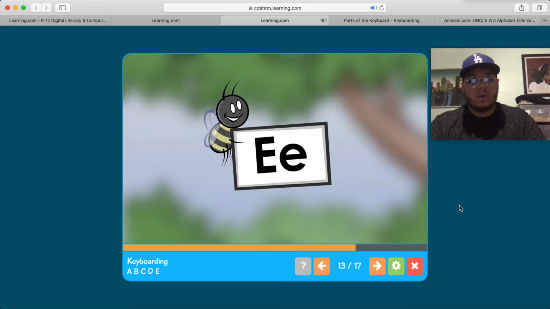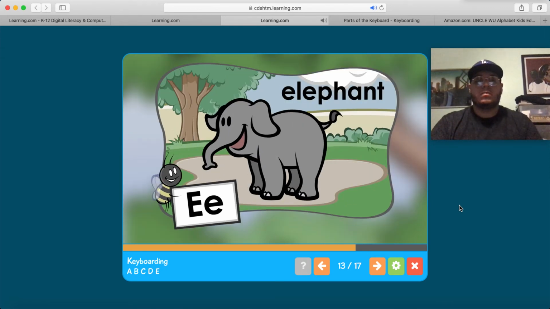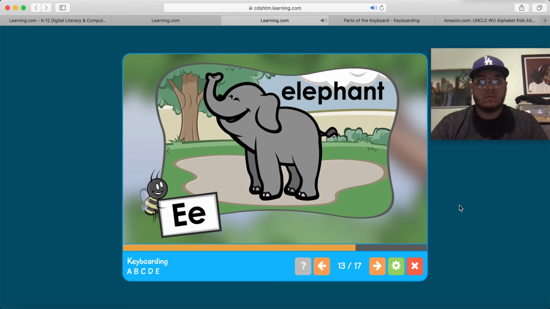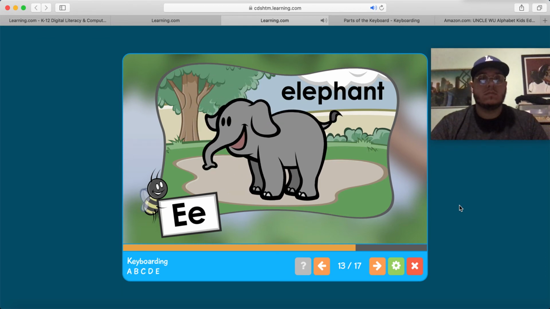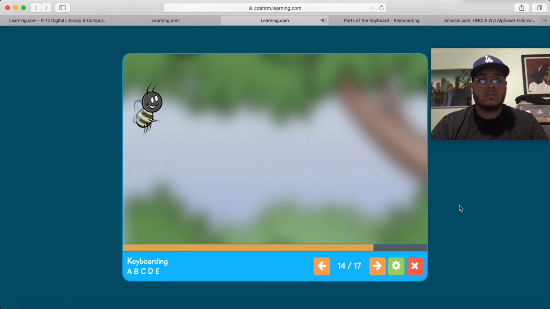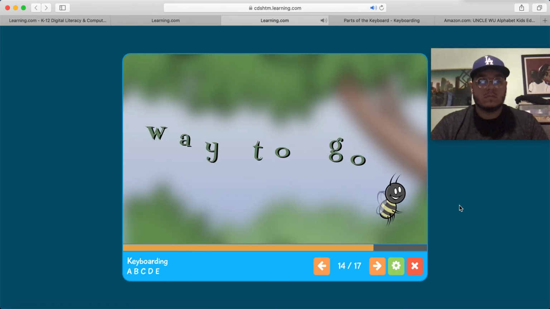Find the E key and press it. All right, now the last letter, E. Let's look for the E, and let's press it. E. Elephant. Excellent work. You found and typed the letters by yourself. Way to go.